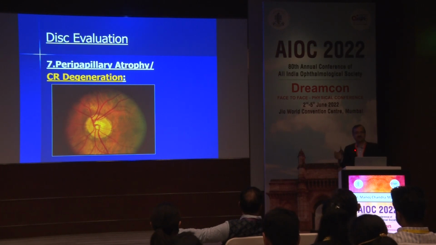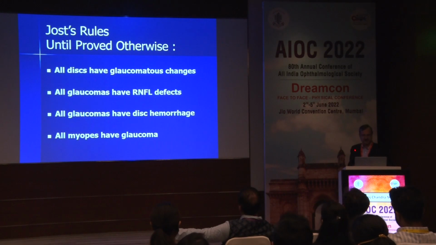Then come the vascular changes. After vascular changes, rule out the presence of hemorrhage, and after that, look out for the temporal crescent, alpha zone and beta zone, and last but not the least, look out for chorioretinal degeneration. This completes your clinical evaluation of the optic disc.